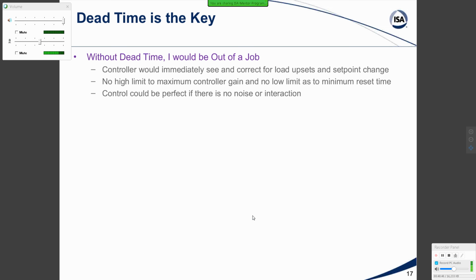So we can see that dead time is the key. I say without dead time I would be without a job. The controller would immediately see and correct for load disturbances and setpoint changes. There would be no high limit to the maximum controller gain. No limit as to minimum reset time. Control could be perfect if there was no noise or interaction.